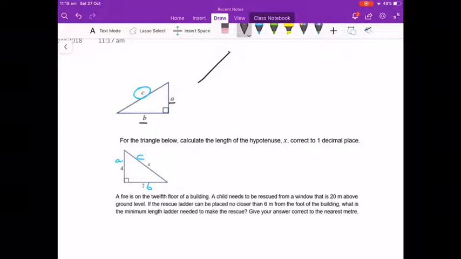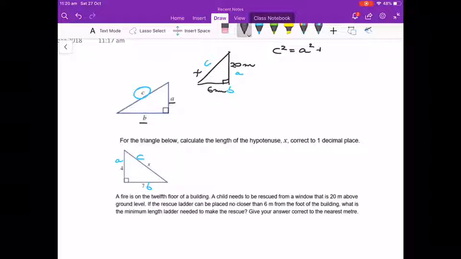Because we have a worded problem, I'm going to draw a diagram. We know that the child needs to be rescued from a window that is 20 metres above the ground. We know that the ladder has to be 6 metres from the foot of the building. So I'm going to put all of the letters in. Remember, A and B can be interchangeable, and we are looking for C, the hypotenuse.